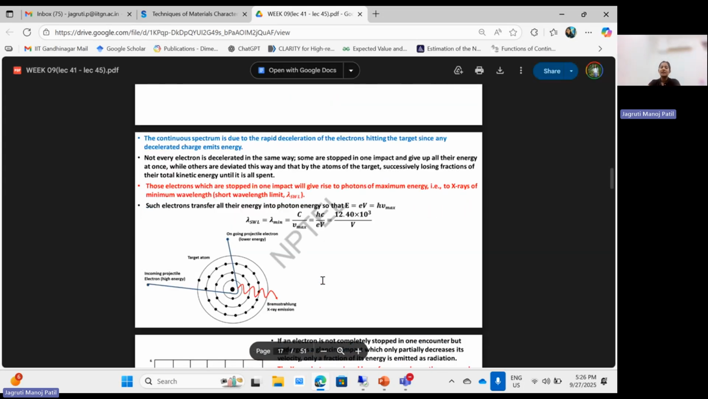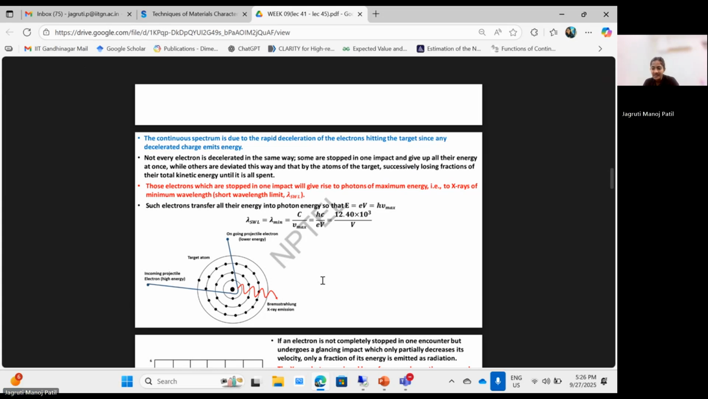Okay, then similarly, if we compute it, C is the speed of light, sorry. That is nothing but your frequency times your wavelength. Now, if you want to find the wavelength, that's your speed divided by your frequency.